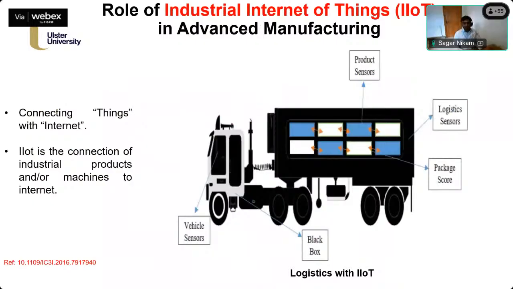For example, they are fixing packaging sensors on the package itself, so it tracks in real time the productivity, or we can say the life of the particular product. This is what smart packaging is coming in. Then there could be logistics sensors and also product sensors.